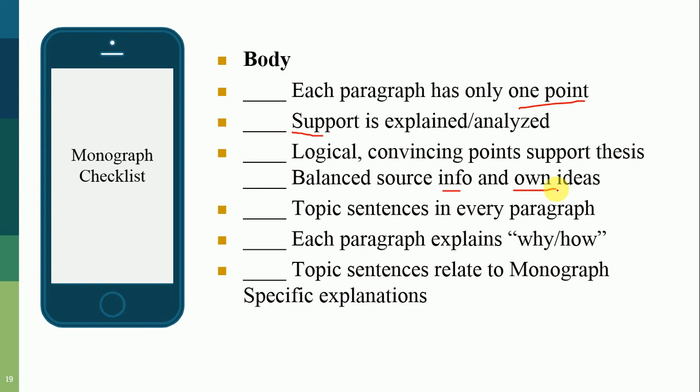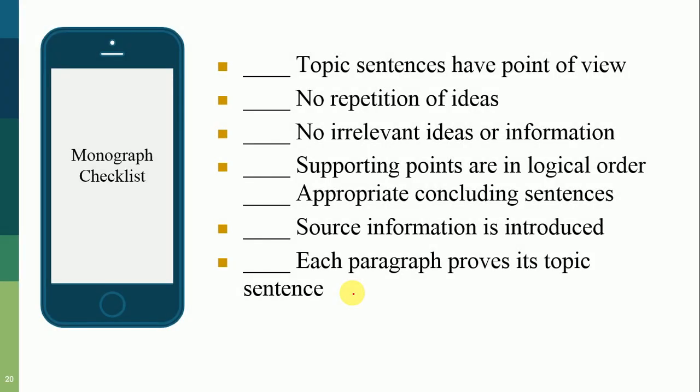Topic sentence. Remember that each paragraph has a topic sentence. What is a topic sentence? We will study it later. Each paragraph explains why and how: the purpose and the method, so why it is written and how it is written. The topic sentence relates to the monograph's specific explanation. You should make this clear as well. If it is clear, then you have to check it. Each topic sentence of the paragraph has a clear point of view.